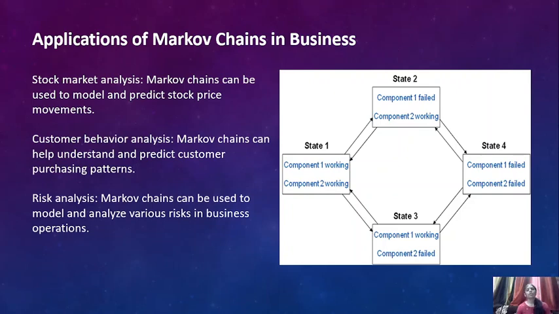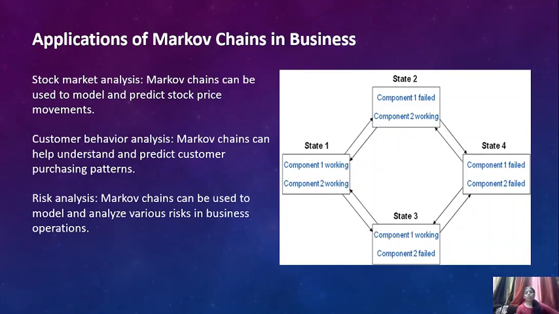Applications of Markov chain in business. Stock market analysis. Markov chains can be used to model and predict stock price movements. Customer behavior analysis. Markov chain can help understand and predict customer purchasing patterns. Risk analysis. Markov chain can be used to model and analyze various risks in business operations.